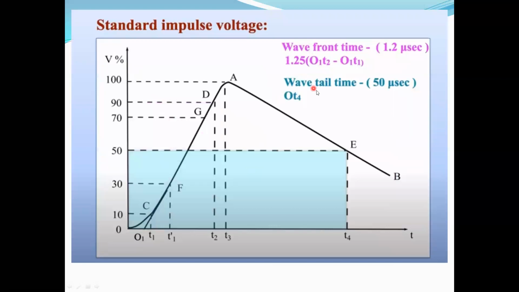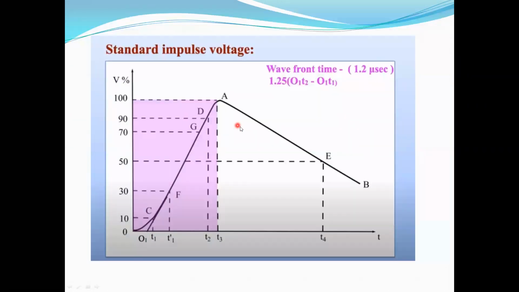And next, the wave tail time. This is the time from the start until the voltage decreases to 50% of its peak. The time taken to reach 50% of the voltage is called the wave tail time. So the time from 0 to T3 is the wave front time, and the remaining part, from T3 to T4, is called the wave tail time. These are the standard wave front and wave tail times.